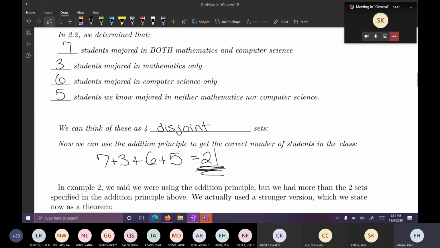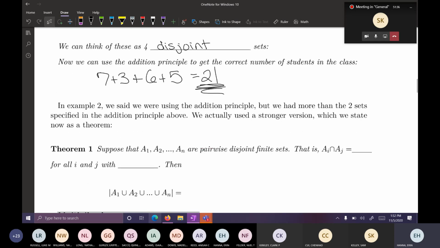So in what we just talked about, we were essentially using the addition principle, but we had more than 2 sets specified in the addition principle above. In the original addition principle that was written on the page before, it only had 2 sets in it. But here we just used it for 4. And that's because we can use it for as many sets as we want. So let's just write that down really quick.